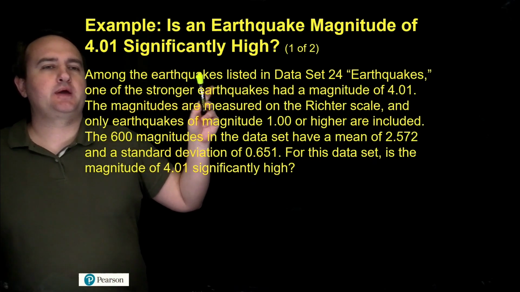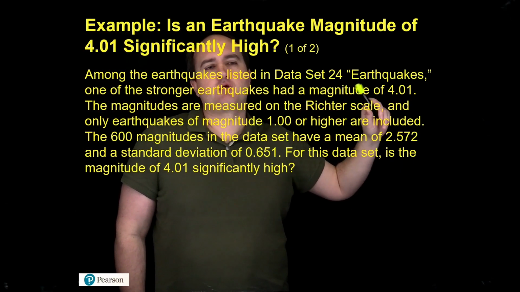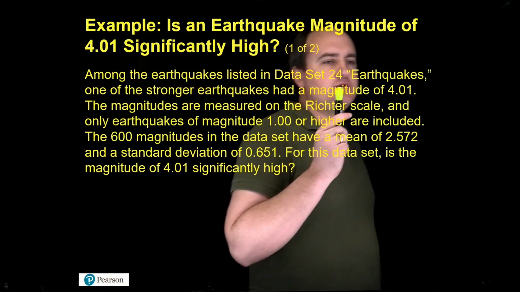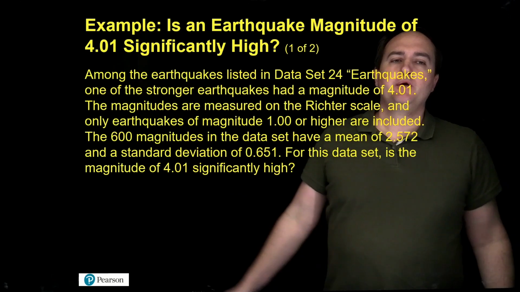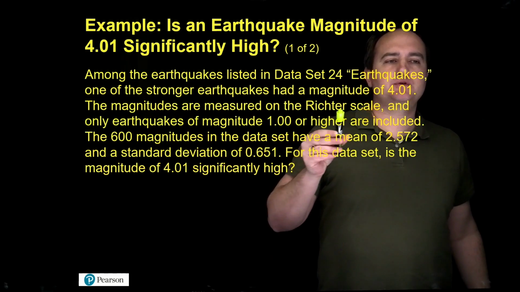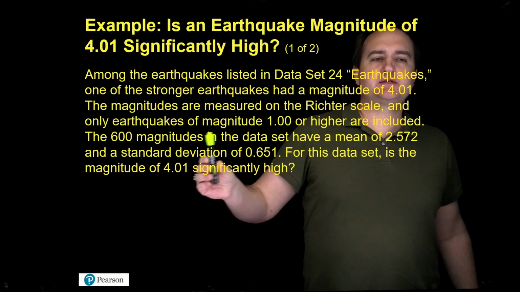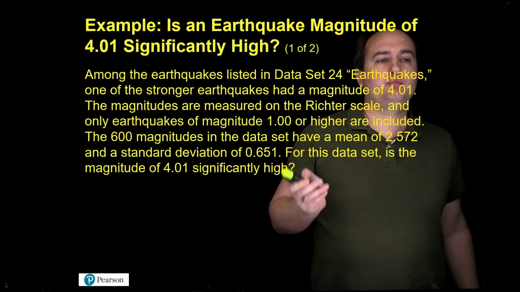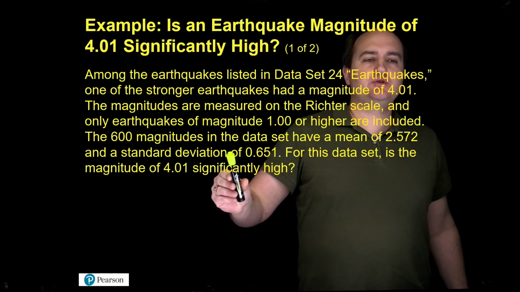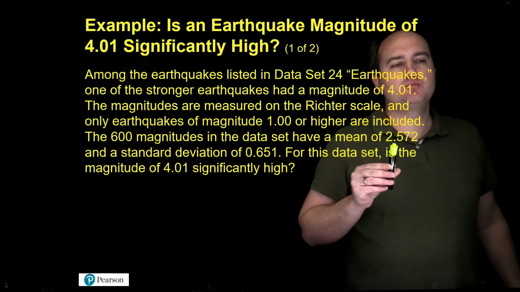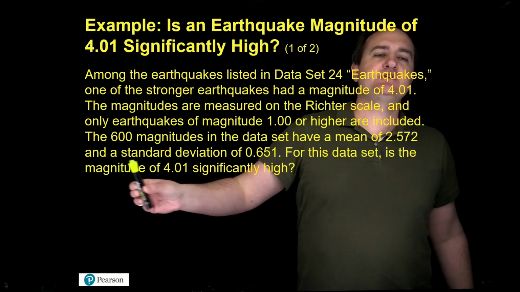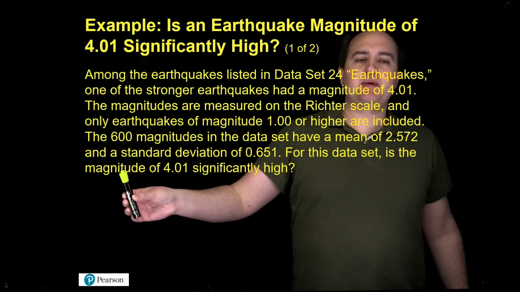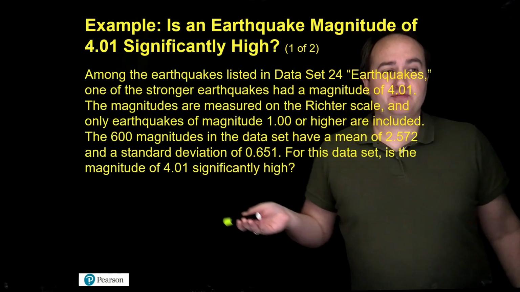Among the earthquakes listed in data set 24 from our book, Earthquakes, one of the stronger earthquakes had a magnitude of 4.01. The magnitudes are measured on the Richter scale, and only earthquakes of magnitude 1.00 or higher are included. The 600 magnitudes in the data set have a mean of 2.572 and a standard deviation of 0.651. For this data set, is the magnitude of 4.01 significantly high?